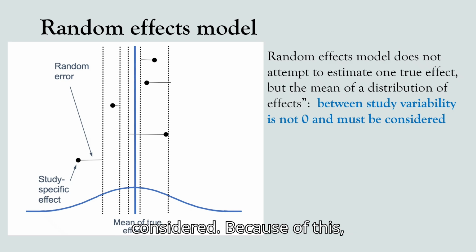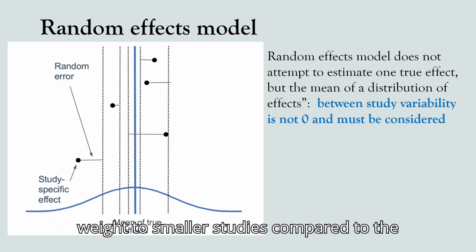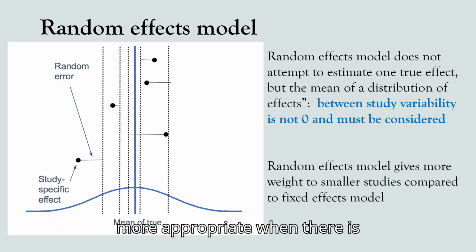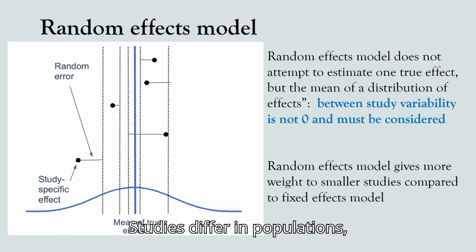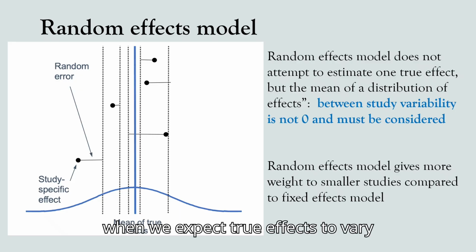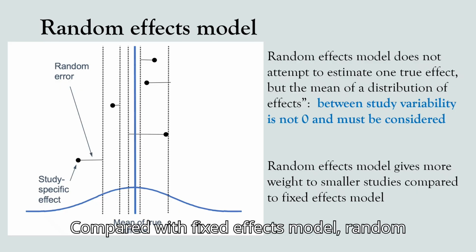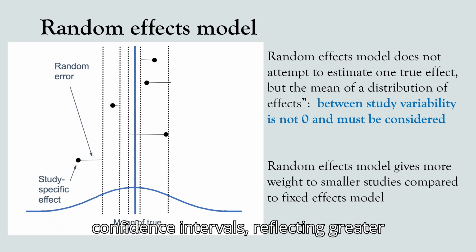Because of this, the random effects model gives more weight to smaller studies compared to the fixed effect model. And this model is more appropriate when there is substantial heterogeneity, when studies differ in populations, interventions, or settings, and when we expect true effects to vary across studies. However, compared with the fixed effects model, the random effects model also leads to wider confidence intervals, reflecting greater uncertainty.